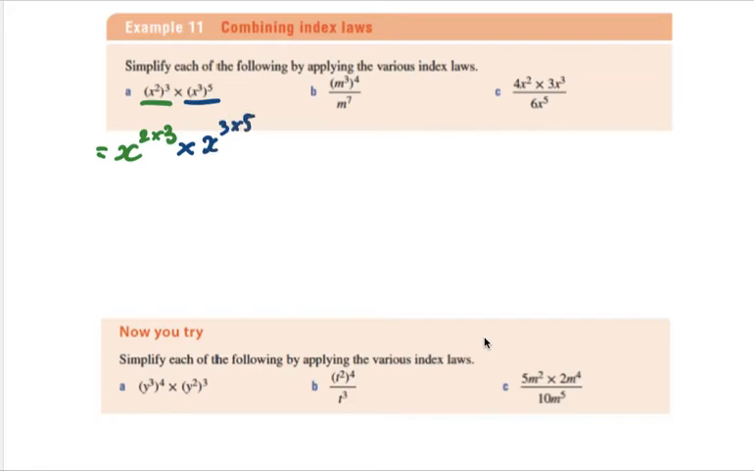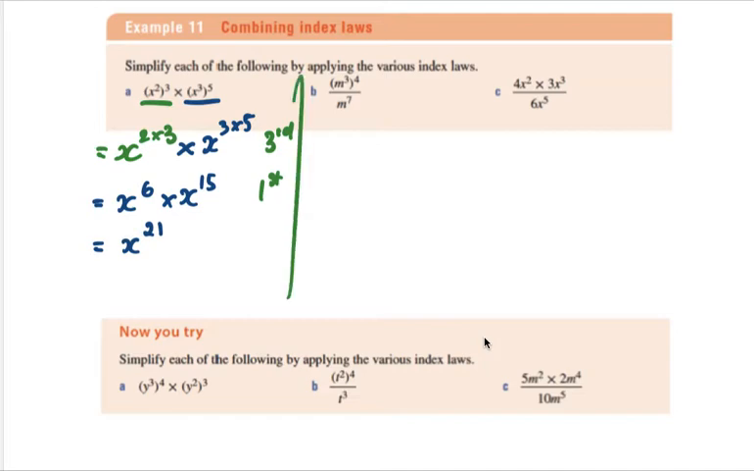Our final answer now is going to be x to the 6 times x to the 15. Can we go any further than that? Yes, we can add the indices. So this becomes x to the 21. We've got the third law here, and then the first law here. See how we're combining these index laws. Let's move on to B.